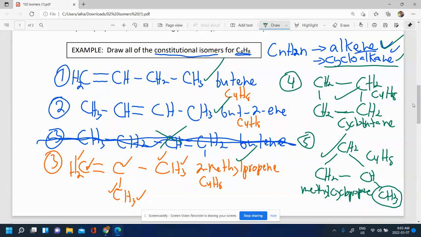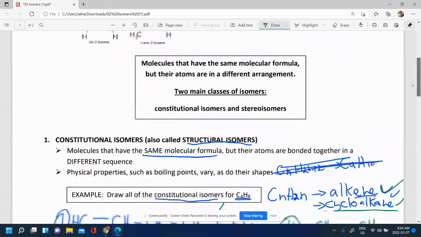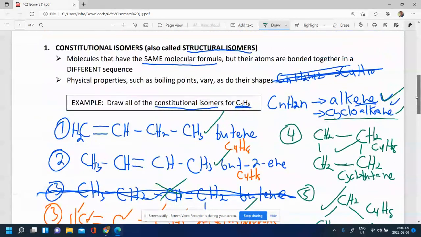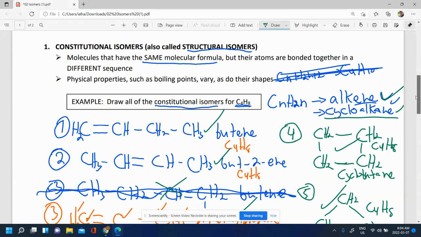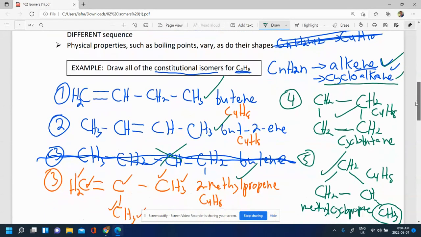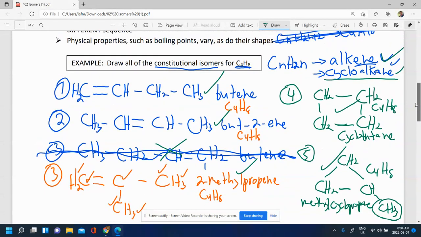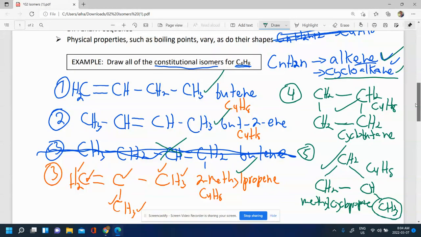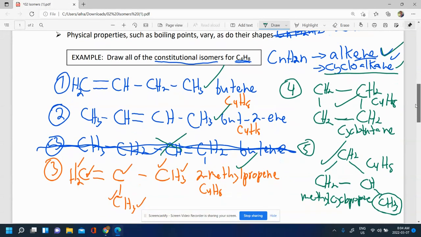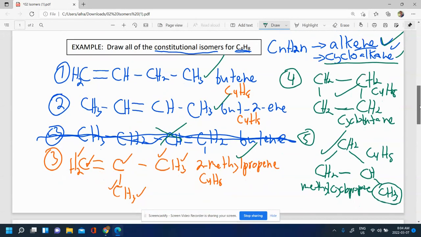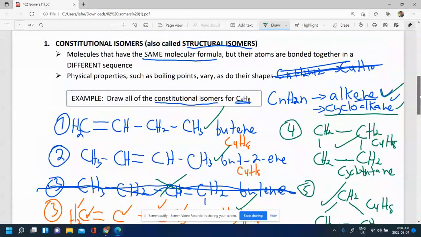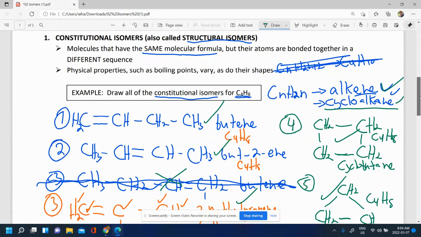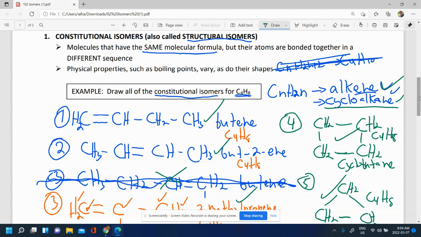And that's essentially it. So there we had an example of drawing all the constitutional isomers for a molecule. You can imagine that as you increase the number of carbons and number of atoms, you're going to have more and more and more of them. So here we only had 4 carbons, and we had 5 constitutional isomers. Imagine how many you'd have if you have 5 carbons or 6 carbons or 7 carbons or 8 carbons or 20 carbons. So the more atoms you have, the more ways you can connect them together.